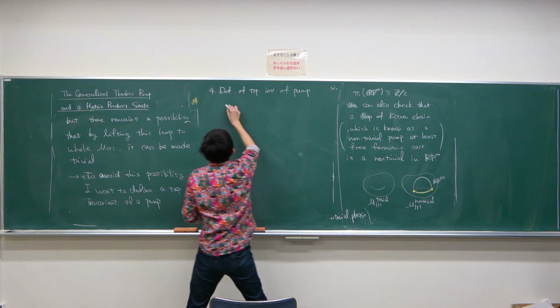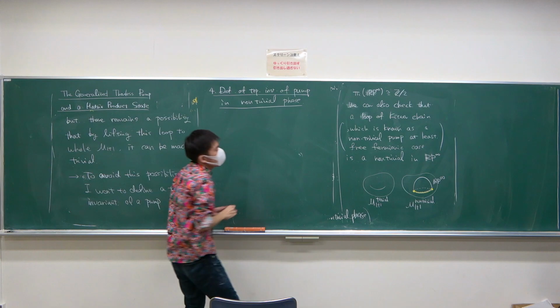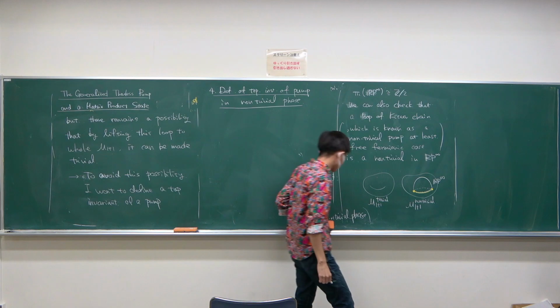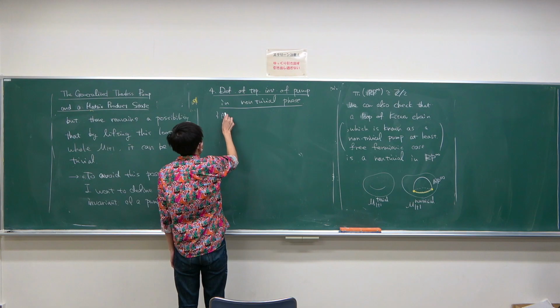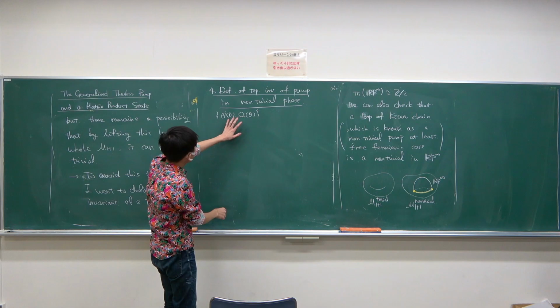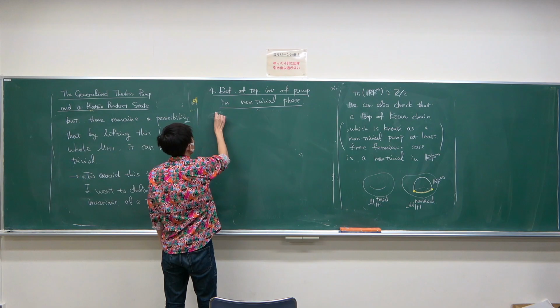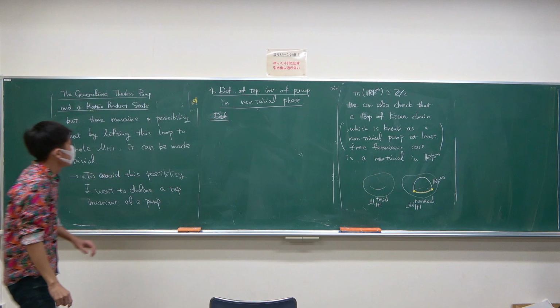in the non-trivial phase. So for a given loop of the matrices A_θ and boundary Ω_θ, I want to define the topological invariant. First I'll give you the general construction, or definition. This is a general way to define the topological invariant.